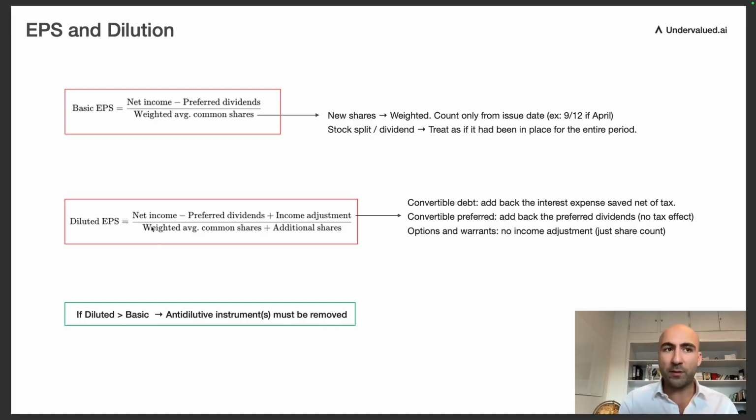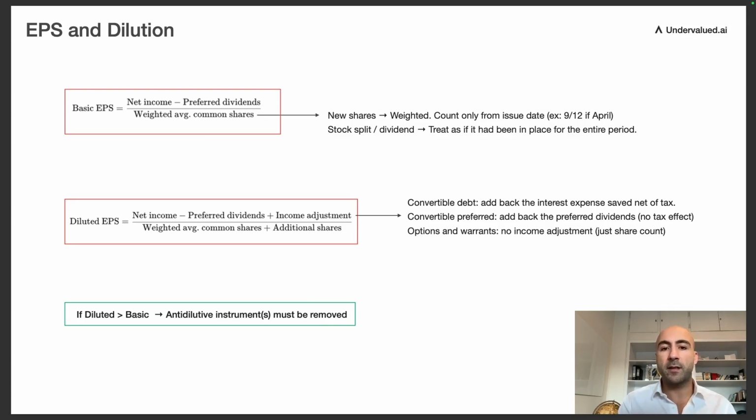Now the really interesting part, or the difficult part, because the above is quite straightforward, is the diluted earnings per share. And here we are in the what-if scenario. What if dilutive instruments were converted into equity? For example, convertible debt, stock options, warrants. At that point you need to adjust both the numerator and the denominator.